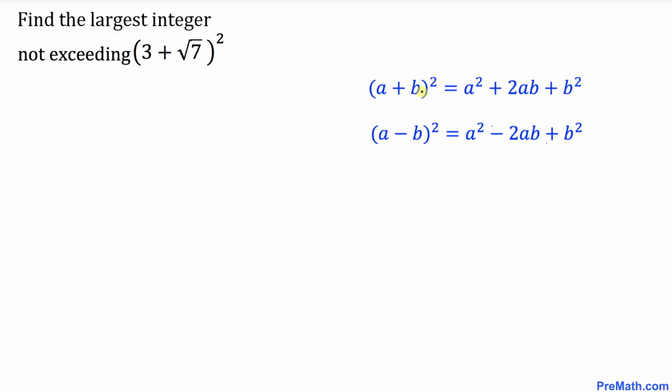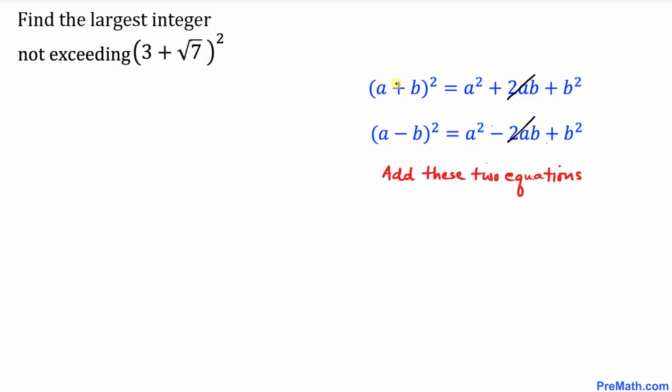Now let's recall these two famous formulas: (a plus b) square, which is equal to a square plus 2ab plus b square, and the other one, (a minus b) square, is a square minus 2ab plus b square. Now let's add these two equations. If we add these two equations, this positive 2ab and this negative 2ab are gone.